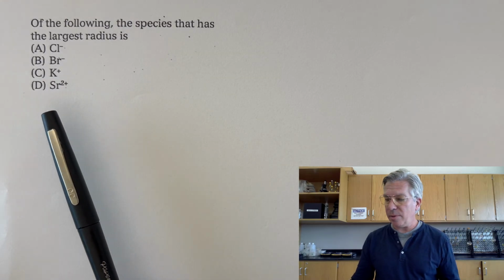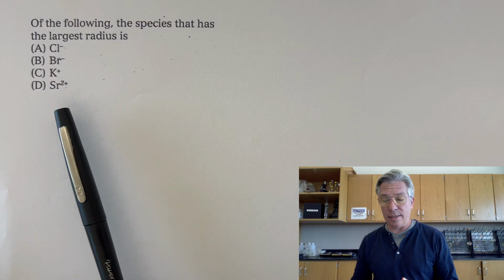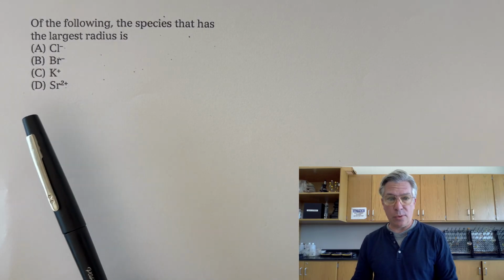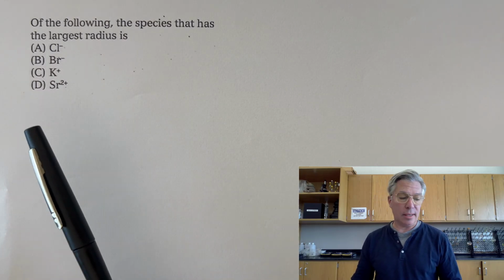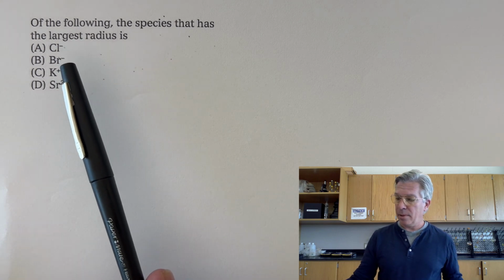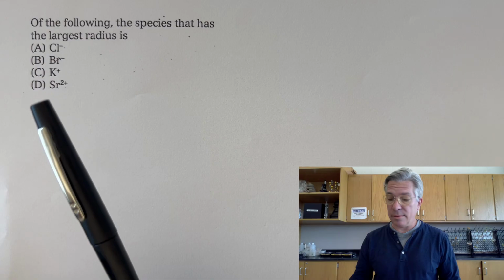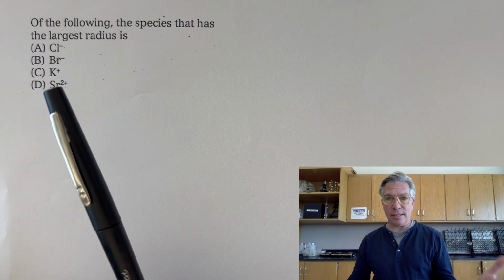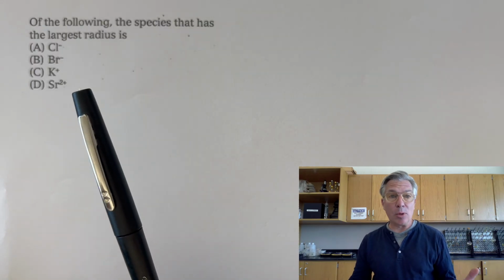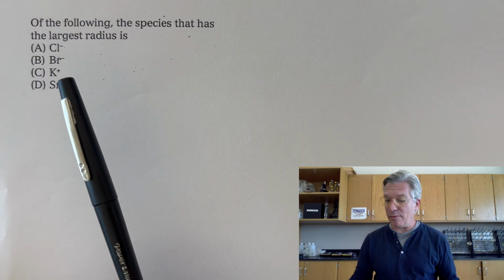Of the following, the species that has the largest radius is? Now, they've given us 4, but they're ions, and that's a little added level of complexity there. So we got chloride ion, bromide ion, potassium, and strontium ions. Okay, so how do we break this down? Especially if I haven't memorized all the ionic radii, because that's just a lot of information.